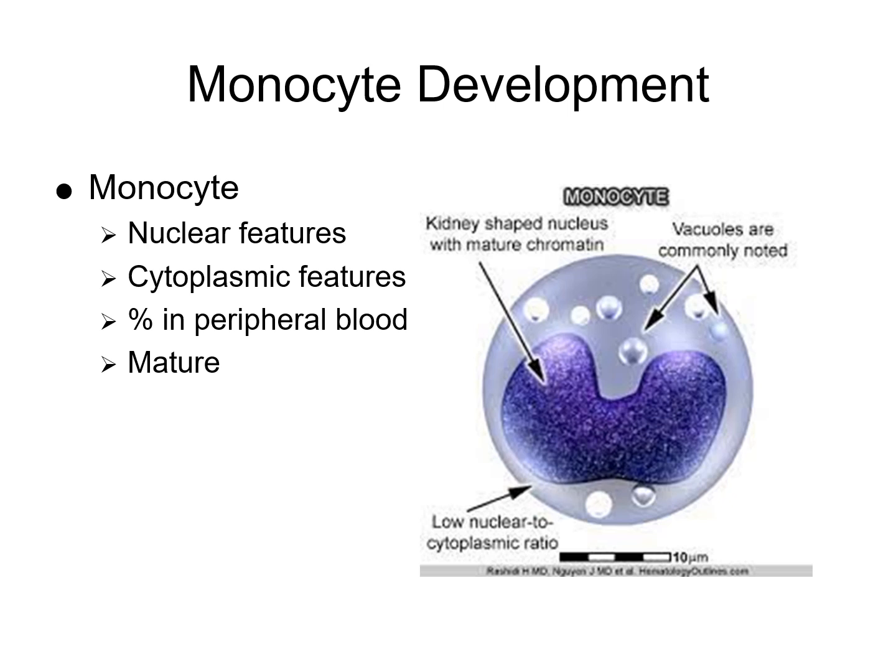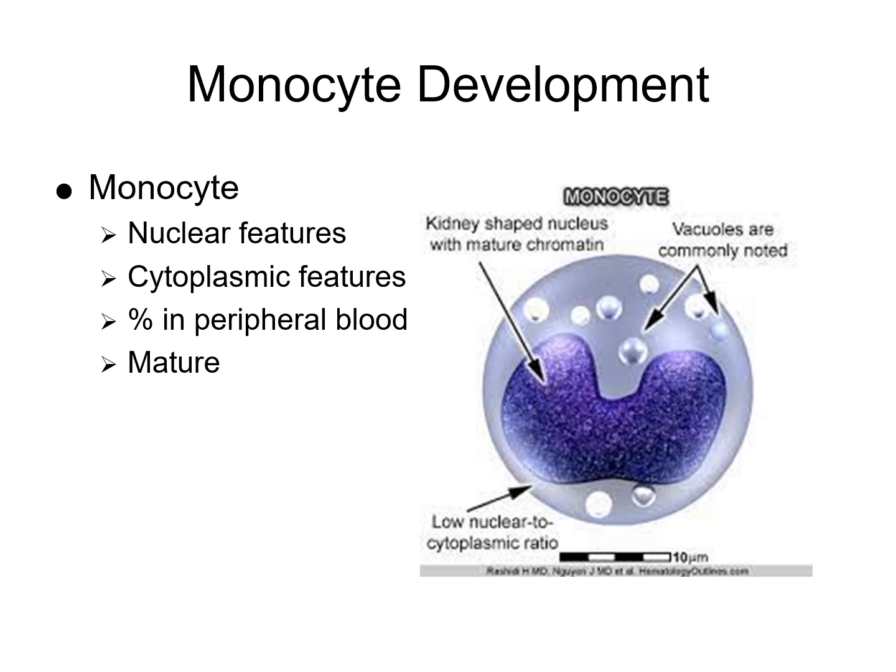For nuclear features of monocytes, the nucleus is large, often kidney-shaped or horseshoe-shaped. The chromatin is more condensed than in promonocytes, but it's less dense than in lymphocytes. The nuclear outline is irregular but smooth, and it does not have any prominent nucleoli.